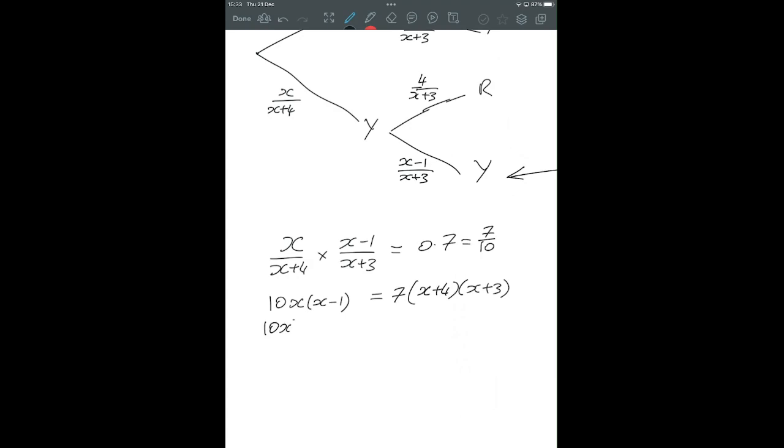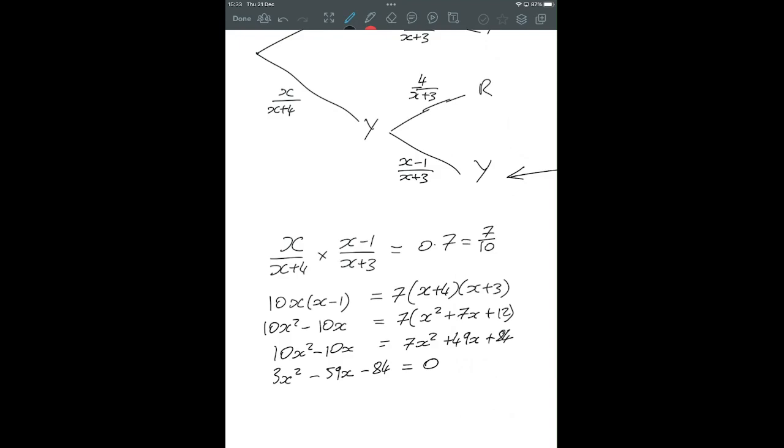Expanding out brackets, I'm recognizing this is likely to be a quadratic equation. So I'm now considering, how do I solve quadratics? Well, I need to get them equal to 0. Well, to get there, I need to expand everything out first. I'm hoping that I can refactorize afterwards. And now I can bring everything to the same side. 3x squared minus 59x. This isn't looking hopeful. Minus 84 equals 0.